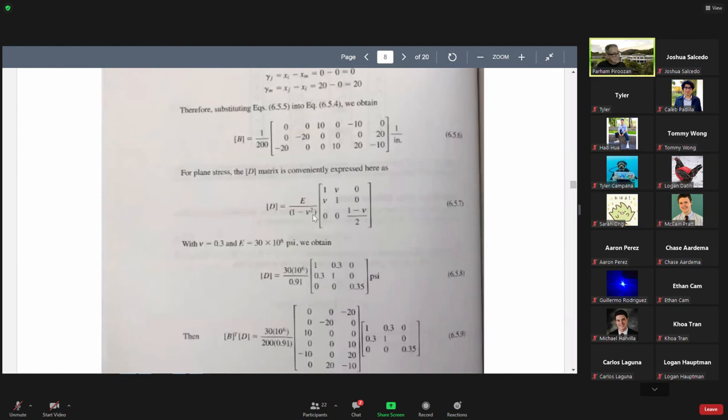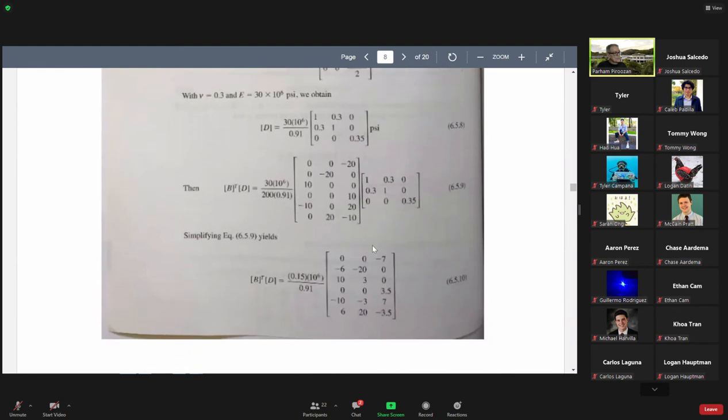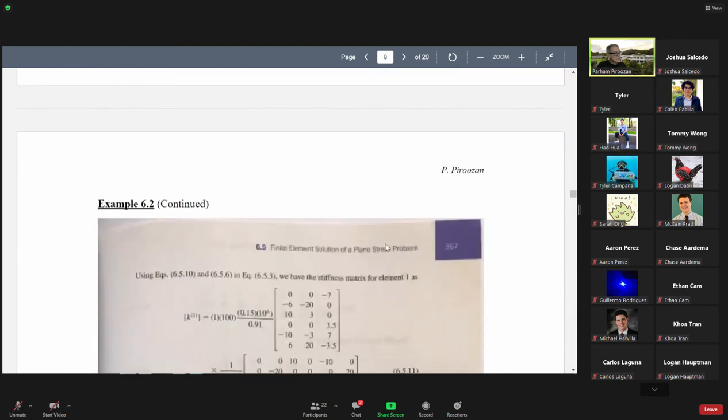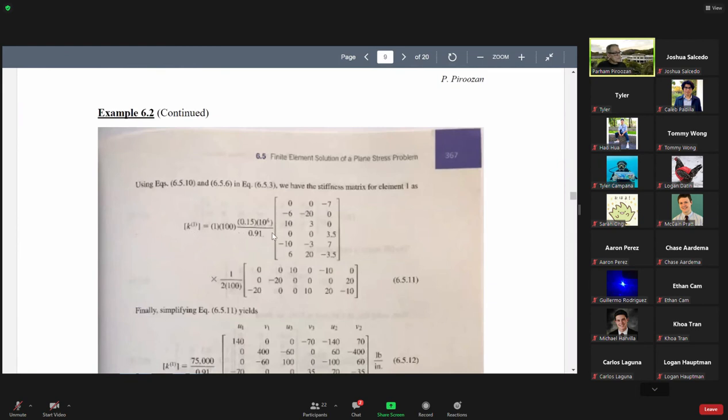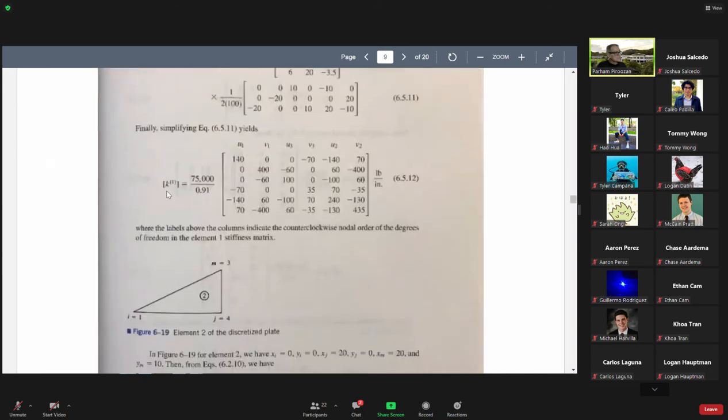This is our material matrix, the D matrix. Plug in the numbers, B transpose D. Remember, the element stiffness matrix is B transpose D B. B transpose D is this one, times another B, the B matrix. Multiplying, we find the element stiffness matrix to be given by this. And the degrees of freedom, these are the addresses U1, V1, U3, V3, U2, V2. Remember the counterclockwise labeling. Do the same thing for element 2.